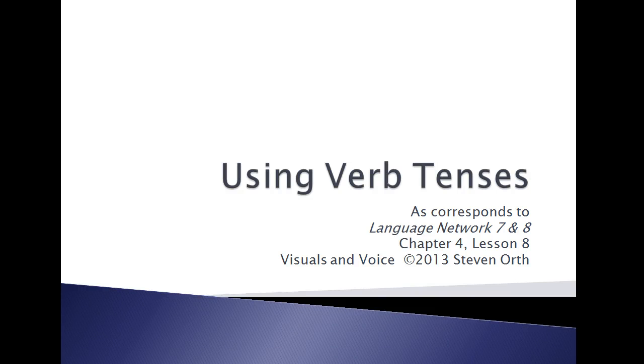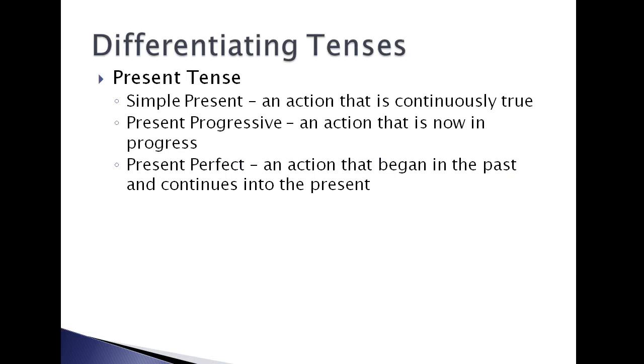Today we'll talk about using verb tenses correctly in sentences. First we have to look at how do we differentiate, how do we distinguish one verb tense from another. In the present tense, we have to look at the three types we've learned so far.